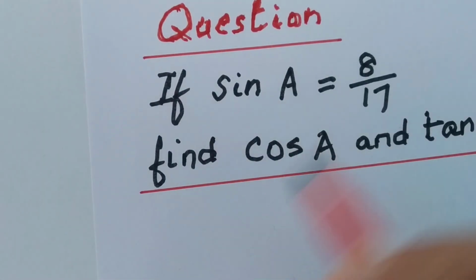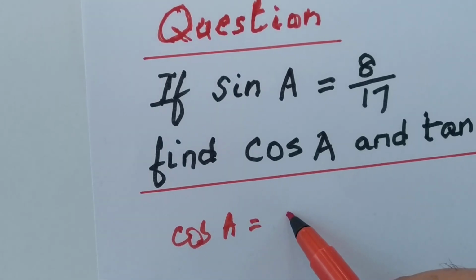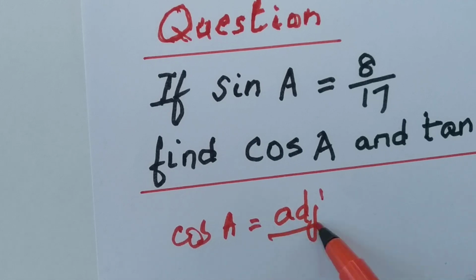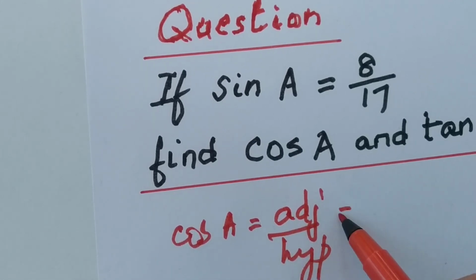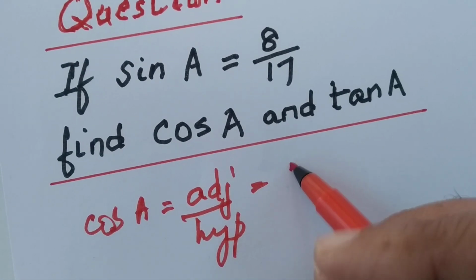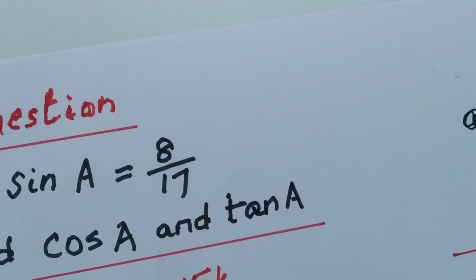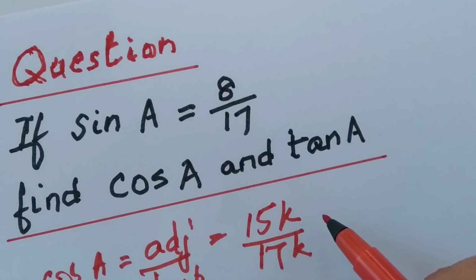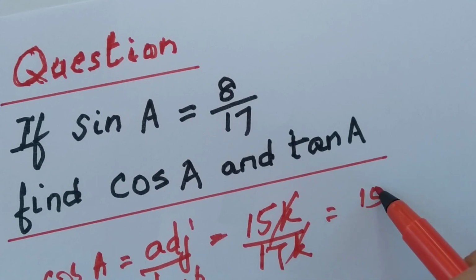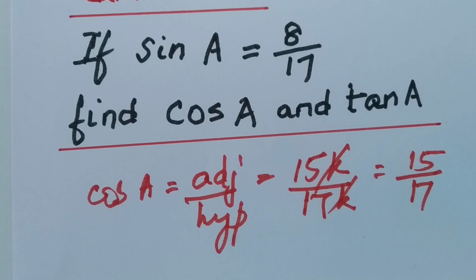Sine you don't have to find because sine is already given. So I go to cos A. Cos A is adjacent by hypotenuse. We know adjacent is 15K, derived using Pythagoras theorem, and hypotenuse is 17K. Now K and K get cancelled. So 15 by 17 is your cos A.